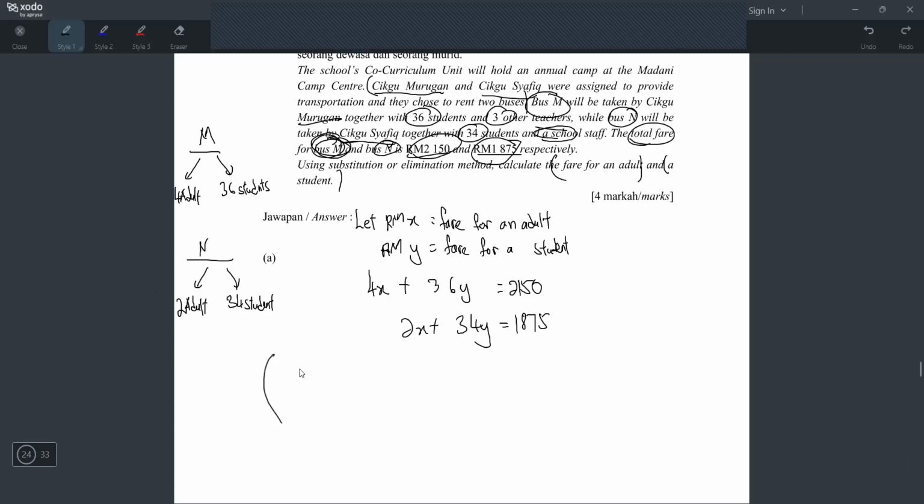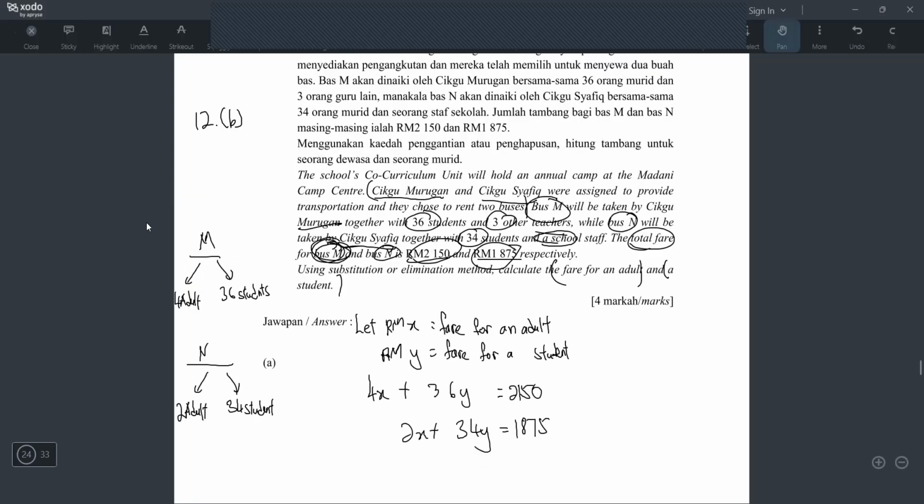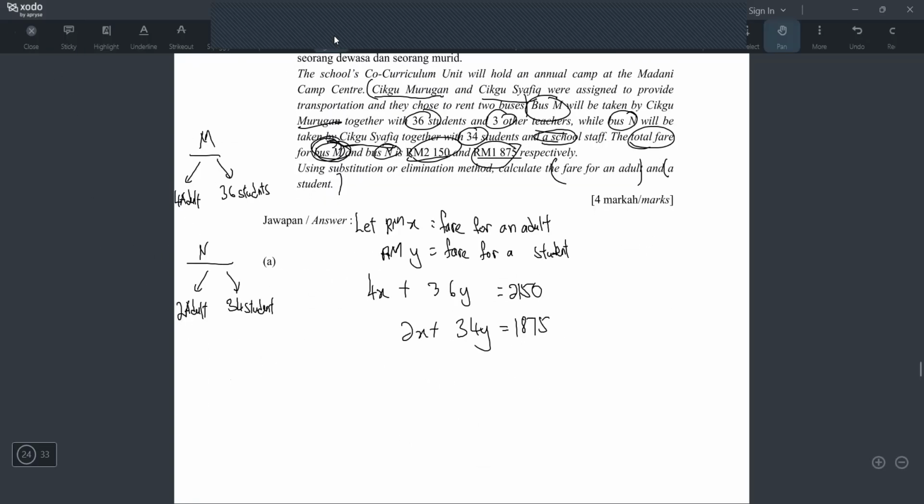But let me ask you, boleh tak saya buat macam ni? 4, 36, 2, 34, and then here X, Y, and then here 2150, 1875. Boleh tak buat macam ni? Tak boleh. Walaupun you buat macam ni, you dapat jawapan yang sama, you dapat jawapan yang betul, tapi tak boleh. Sebab ini matrix method. Dia sudah cakap using substitution or elimination method. Okay, but why just now in question number 12B I do matrix method? Because that question they want matrix method. This question they already said using substitution elimination.